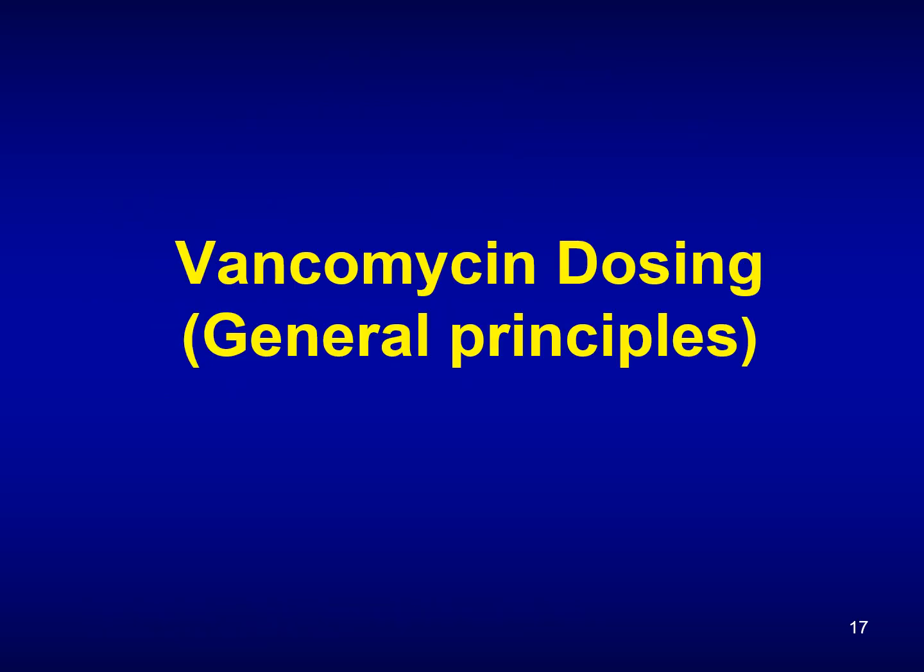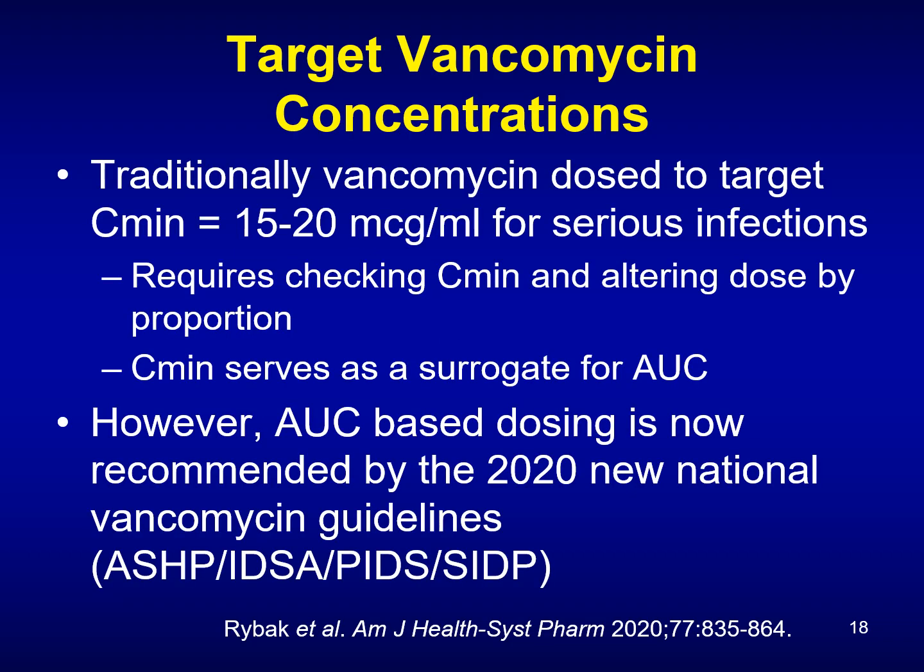Now let's move on to vancomycin dosing. Traditionally, vancomycin has been dosed for many years to target a Cminimum of 15 to 20 for serious infections. This requires checking Cminimum and altering dose by proportion. Cminimum served as a surrogate for AUC. However, AUC-based dosing is now recommended by the new 2020 National Vancomycin Dosing Guidelines, which is reviewed and endorsed by the American Society of Health-System Pharmacists, the Infectious Diseases Society of America, the Pediatric Infectious Diseases Society, and the Society of Infectious Diseases Pharmacists. The reference is in the footnote.